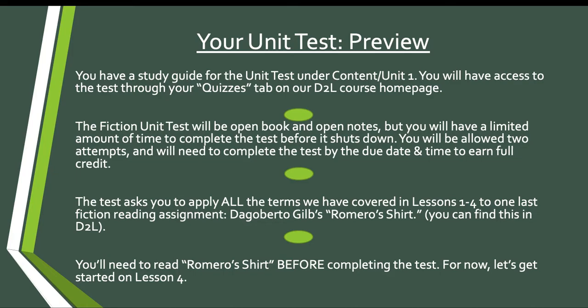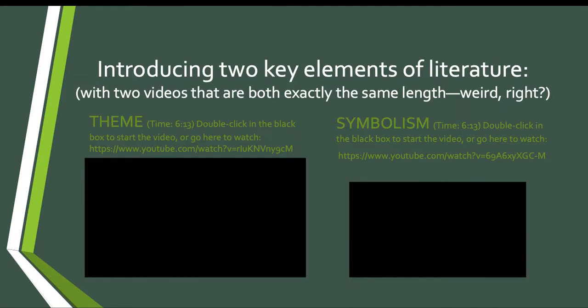And like I said, really, if you have trouble with this, then just contact me and I can help you out. The test has to apply all the terms we've covered in lessons 1 through 4. And one last reading assignment, Dagoberto Gilb's Romero's Shirt. Before completing the test, read it actually for this lesson.